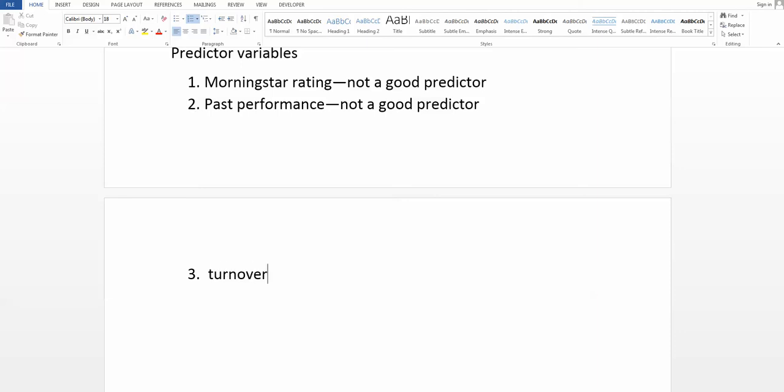They also looked at turnover. Did funds with lower turnover tend to do better than funds with higher turnover, or vice versa? Again, they couldn't figure out any sort of trend.